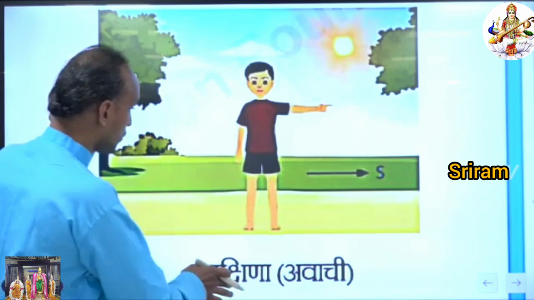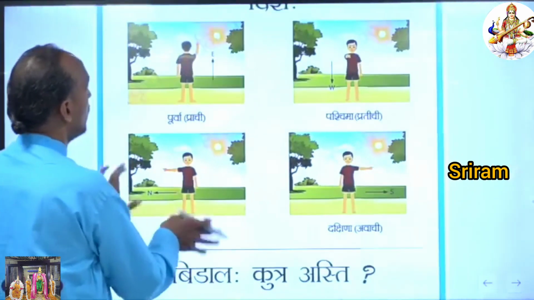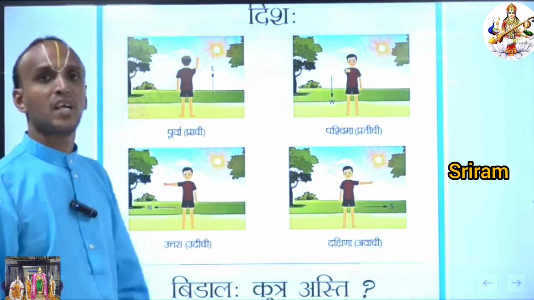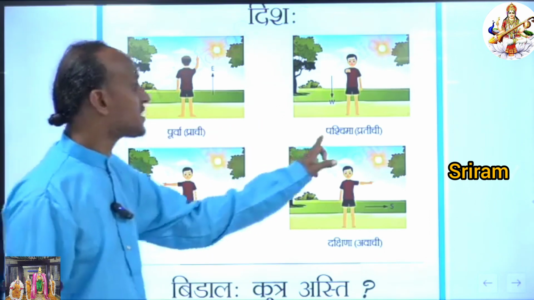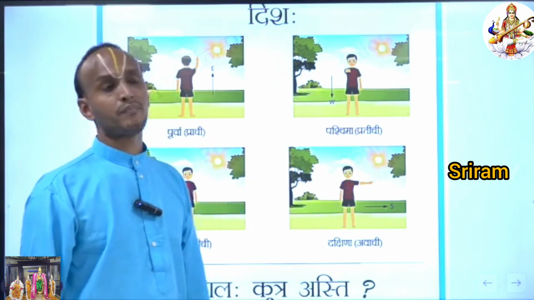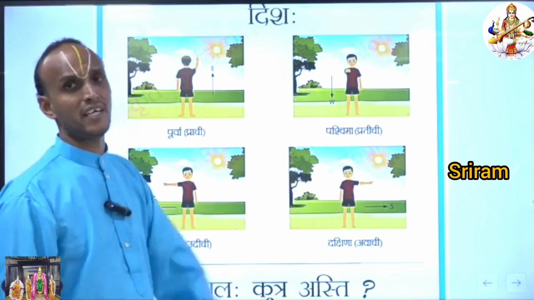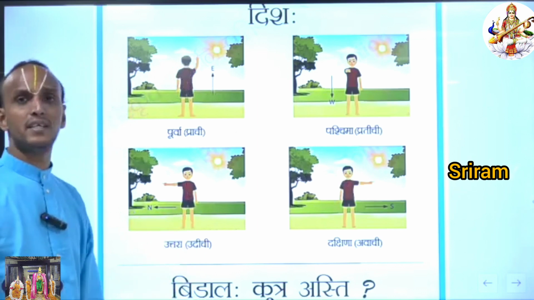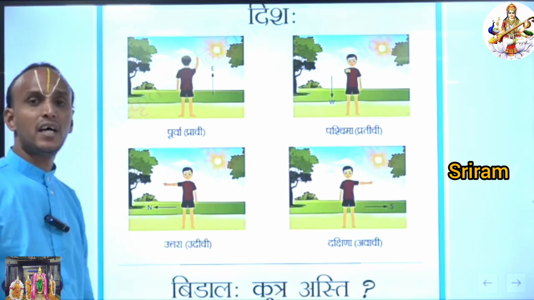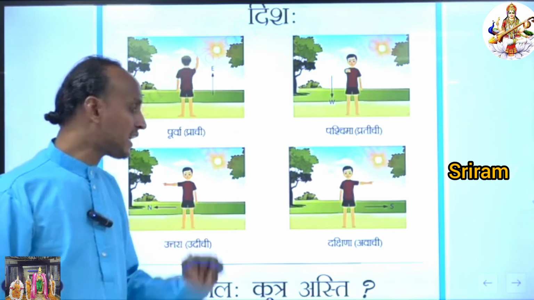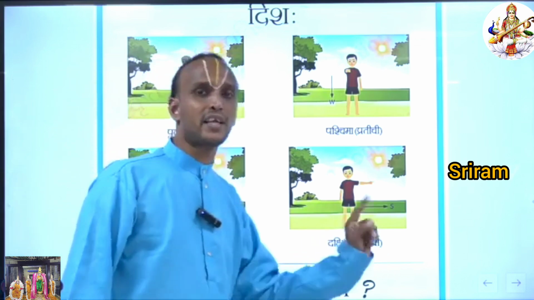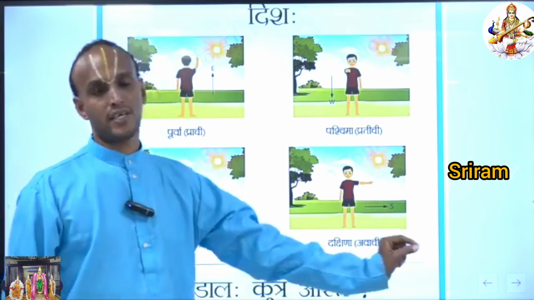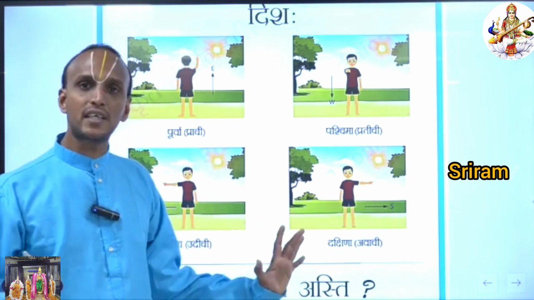Okay, children. So listen carefully, children. Purvadik means Kiyak Disai, east direction. Paschimadik means Merk Disai, west direction. Uttaradik means Vadak Disai, north direction. At last Dakshinadik means Terk Disai, south direction. Is it clear, children? Good.